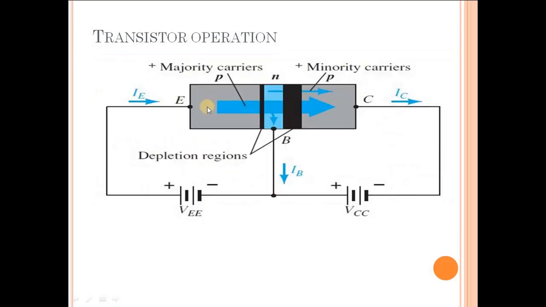here, the holes are the majority charge carriers of the P-type material, they will find a reduced depletion region and they will cross generously to get into the N-type material. This is because of the forward bias across the emitter base junction. So there will be a majority charge carrier movement, the holes movement from P-type to N-type material.